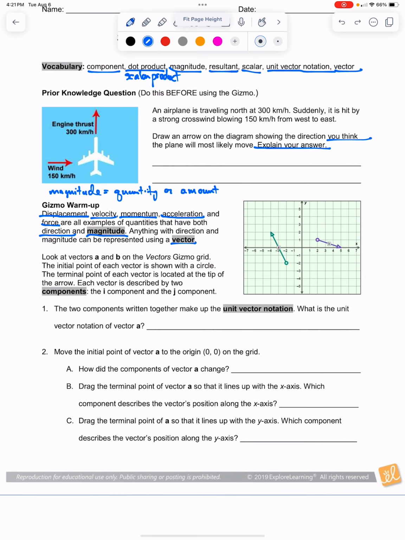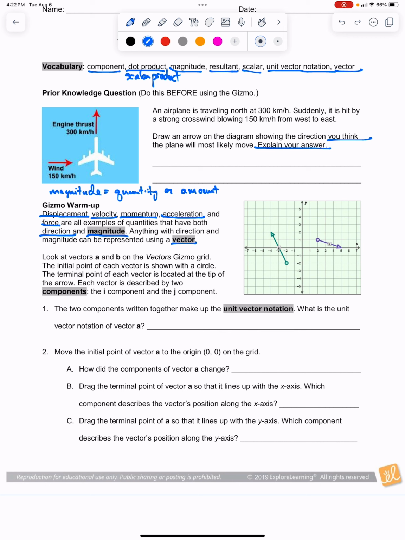For now, let's get into how to use this Gizmo lab to get some understanding about vectors, their components, how to make sense of them, and then finally, how to add two vectors that are going in different directions. So it says, look at vector A and B on the vector Gizmo grid. The initial point of the vector is shown with a circle. You can see the circle here and the circle there. The terminal point, terminal means end, of each vector is located at the tip of each arrow. So that's the terminal end of the vector. An arrow is a perfect way to describe a vector because an arrow is a geometric figure that shows directionality. It points in a certain way, and vectors have to have a direction.